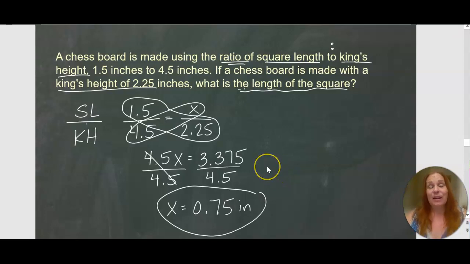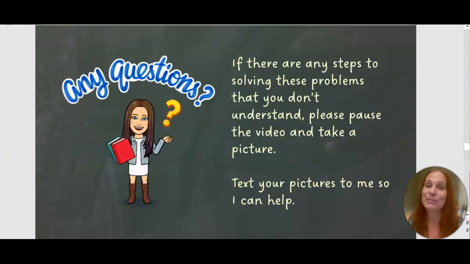All right, so yet another method to solve these real-world word problems that have proportional relationships. We looked at how to use graphs, how to use tables, how to use equations, and now how to use proportions and cross products. So if there's any questions, as always, pause it, take a picture, send it to me, and I can help.